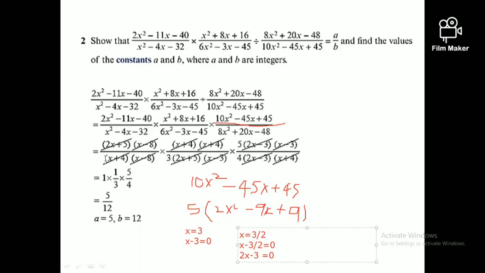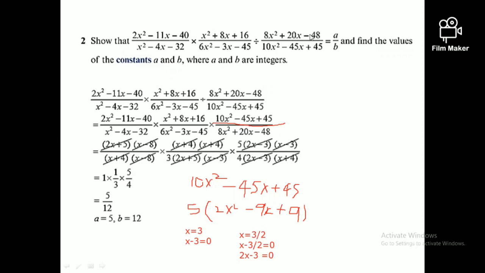With that this answer turns up to 1. All the terms will cancel, and it turns up to 1. This is 1 over 3. Here 5 over 4. Then if you multiply all together, you will obtain the answer 5 over 2. Therefore, according to this question, we can say a is 5 and b equals 12. That is how you need to do this kind of question, right?